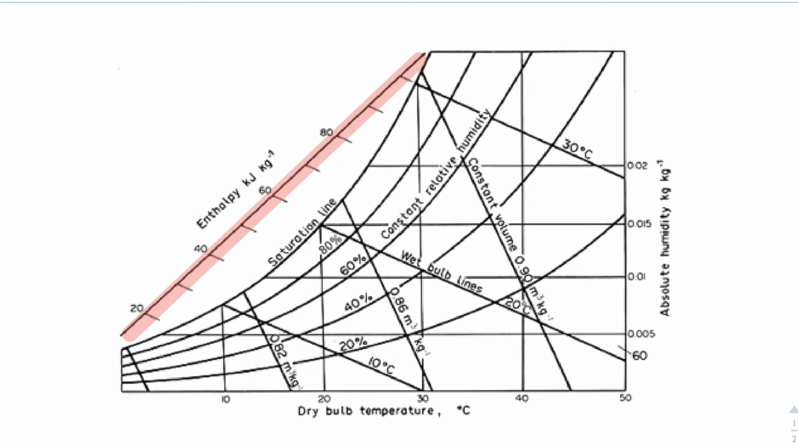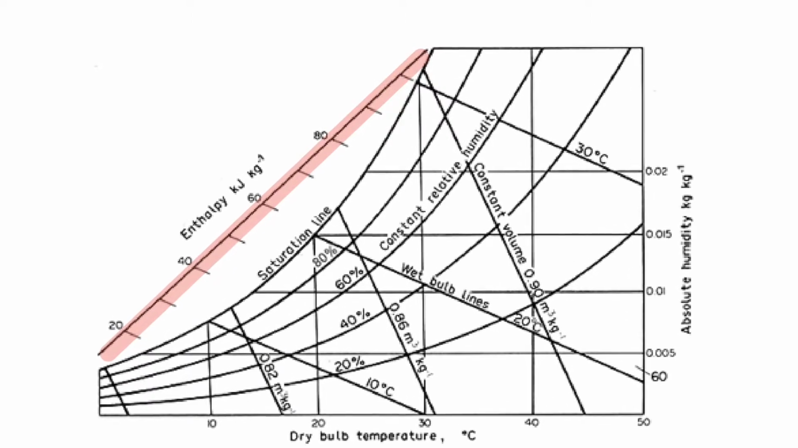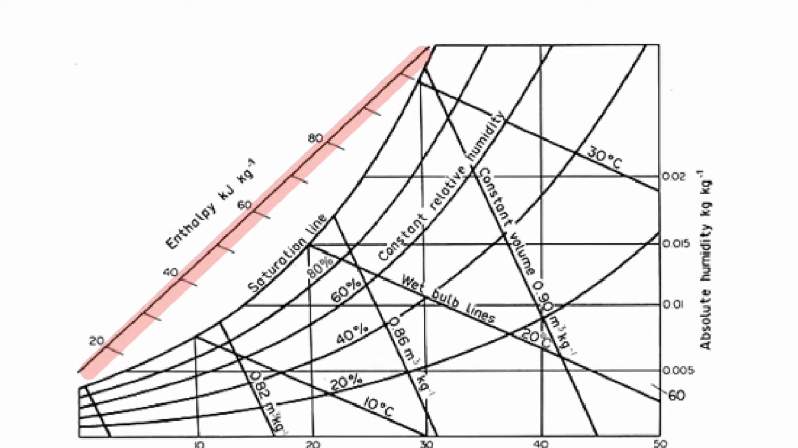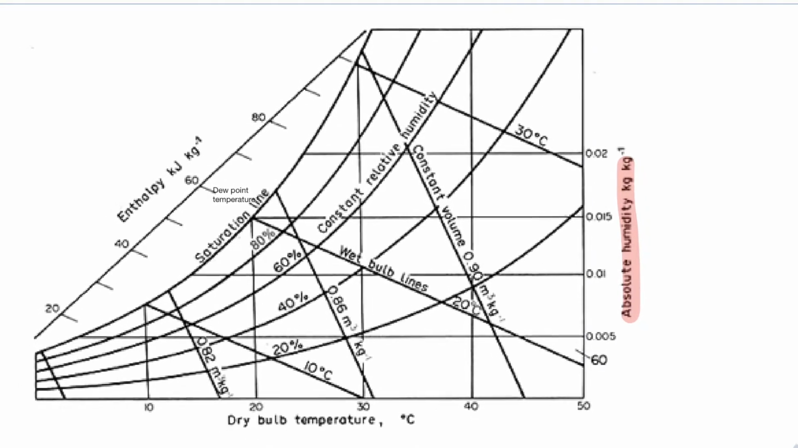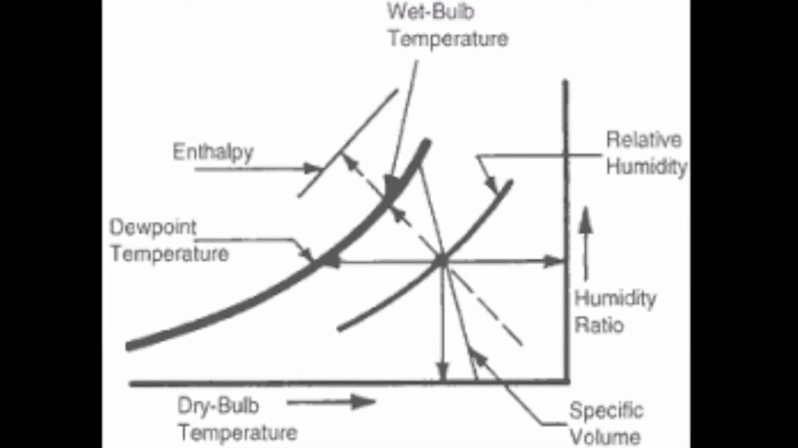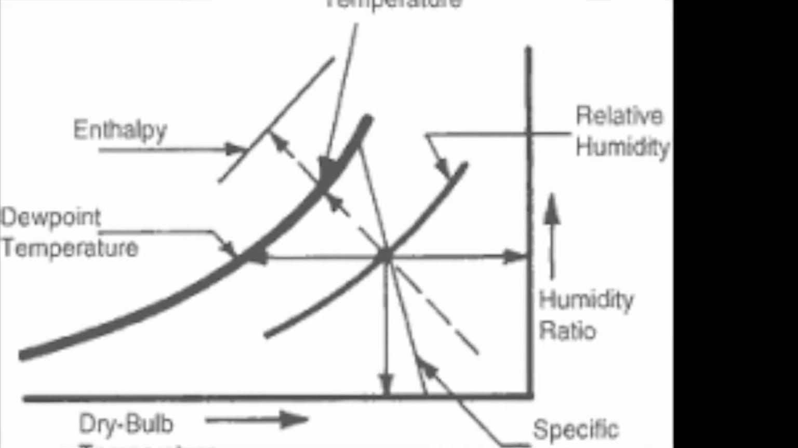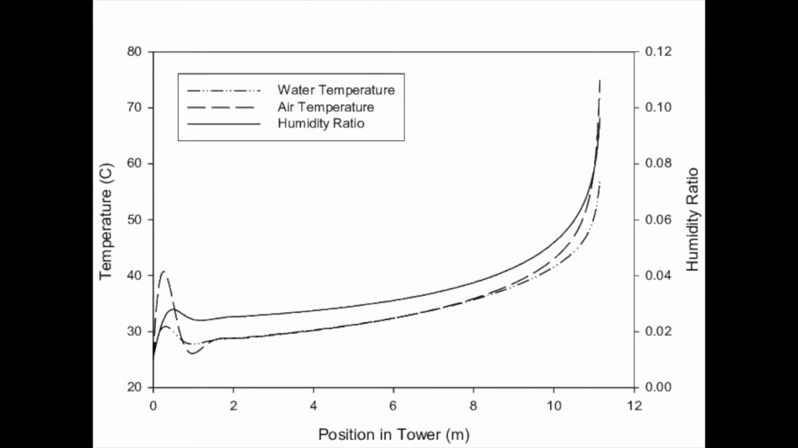So there's enthalpy, which is the measure of heat energy in the air due to sensible and latent heat. Sensible heat is basically your dry temperature, and latent heat is the moisture in that air. There's also absolute humidity, and that's the vapor content of air. And the last one, I believe, is humidity ratio, and that is just the ratio of how humid it is to the temperature of the air.